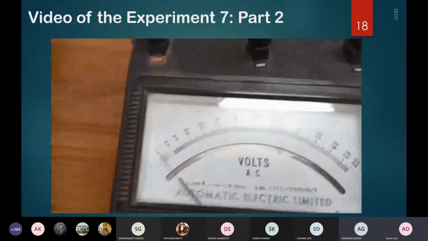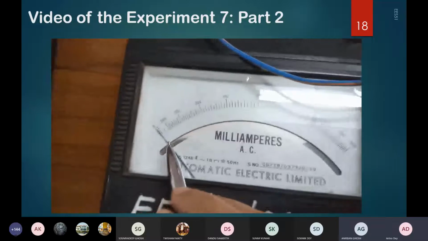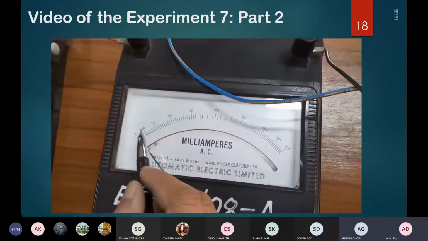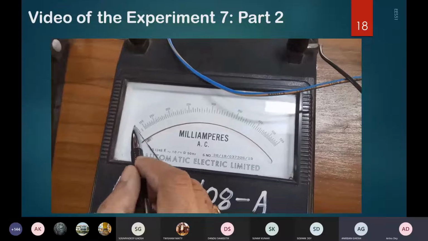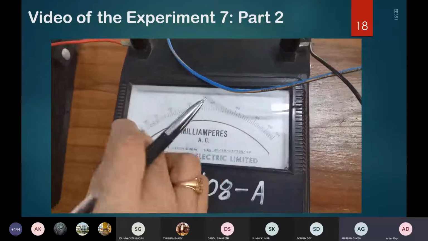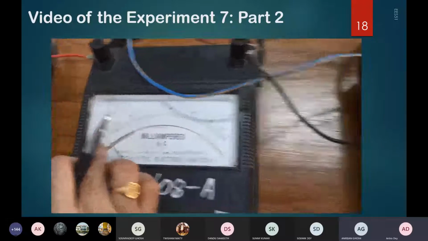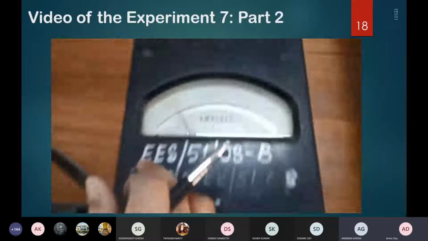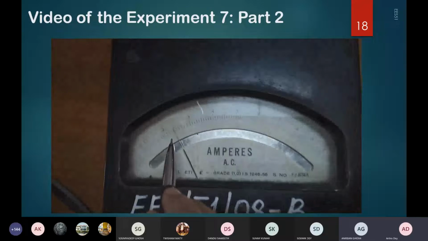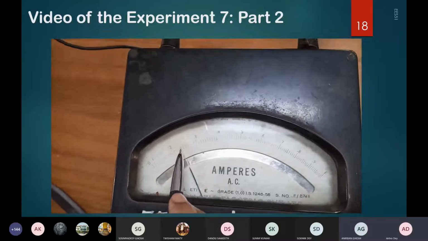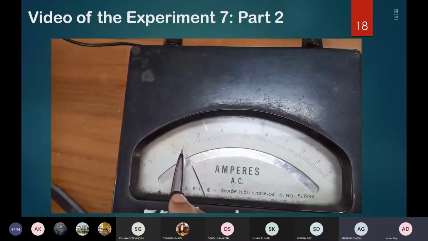For the carbon lamp, minimum current is flowing through it. I have connected A2, the milliammeter, for the carbon lamp. It is 0 to 100 and the reading is almost close to 0, so the magnitude of the current is very low here. And for the tungsten lamp, it is a little more than 0.2 and a little less than 0.25, so we can record it as 0.25 here.